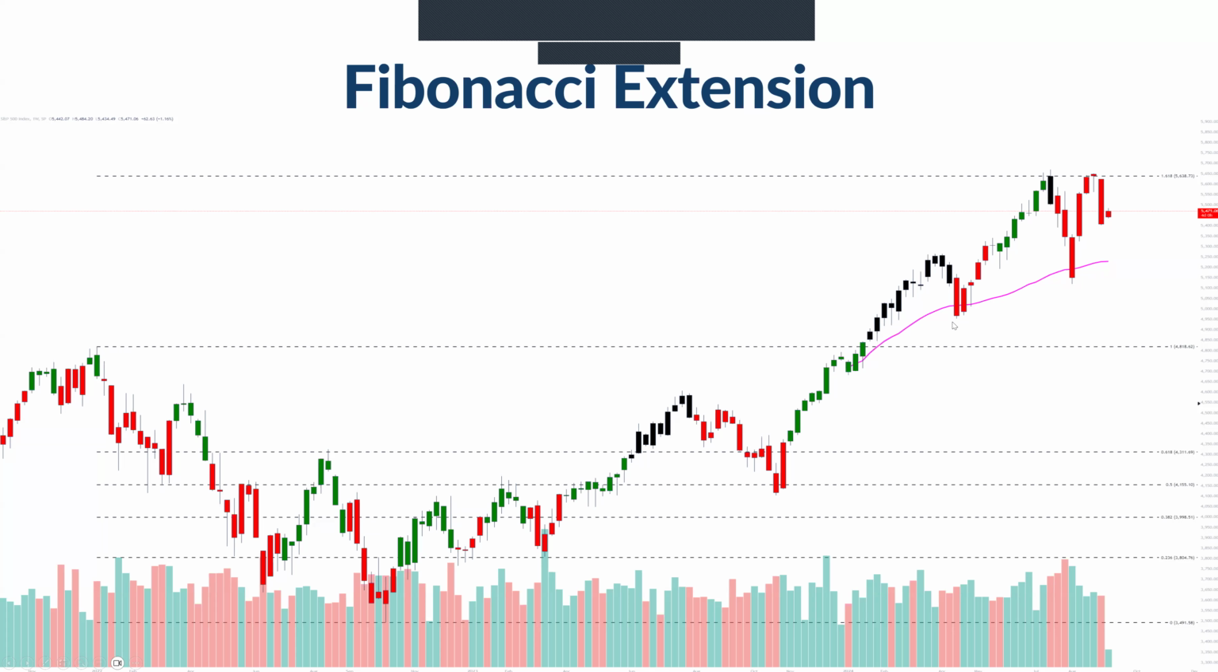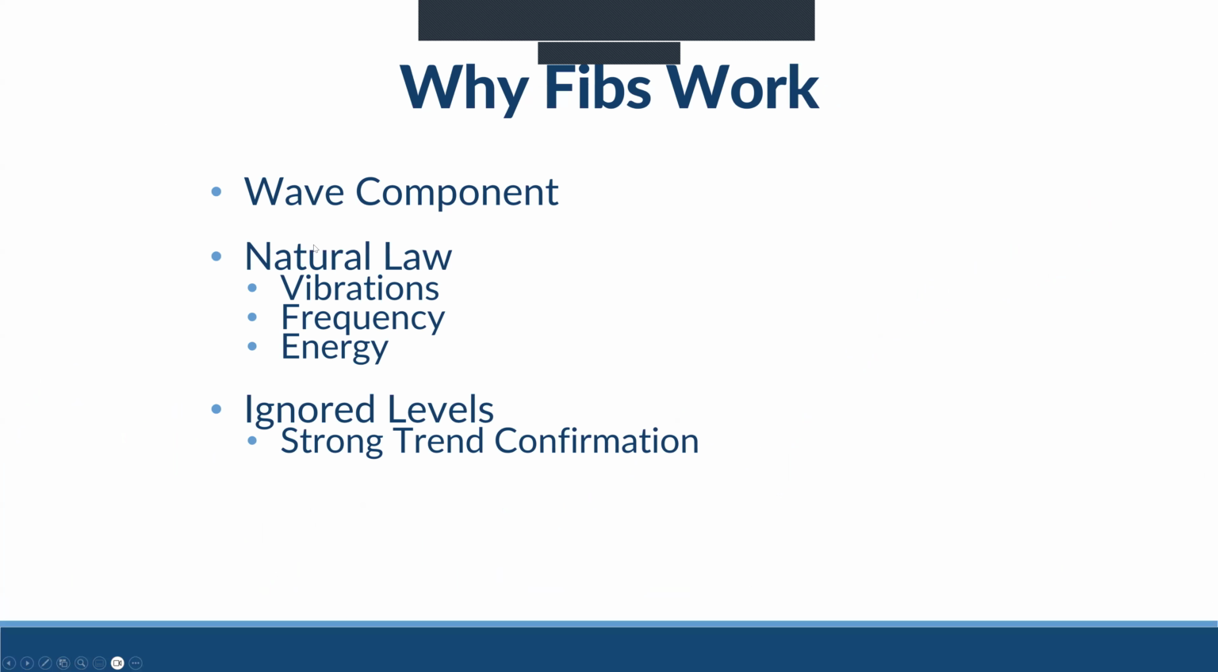I'm going to guess if I run a fib retracement level from the low there to the high here, we're going to get a level right here with that anchored VWAP. So while I haven't gone down the rabbit hole all the way, why do I think fibs work? There's a wave component to it. Waves, it's kind of a natural law type of thing.